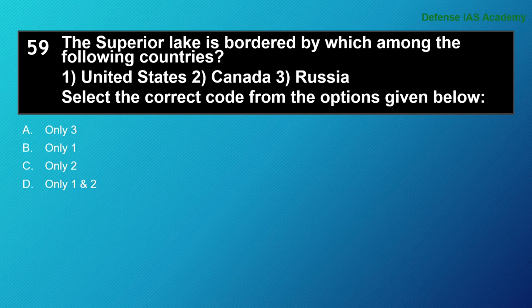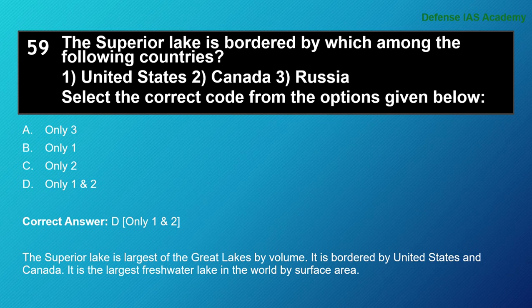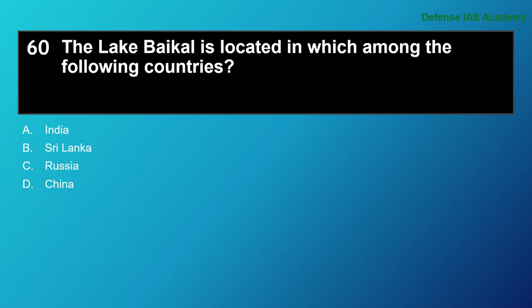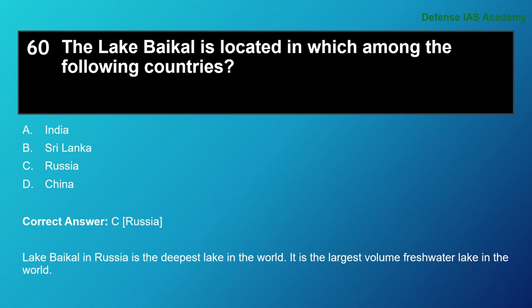Next question, Lake Superior is bordered by which among the following countries? 1. United States, 2. Canada, 3. Russia. Select the correct code. The answer is option D, only 1 and 2. That is, Lake Superior is bordered by only the United States and Canada. Lake Superior is the largest of the Great Lakes by volume. It is bordered by the US and Canada. It is the largest freshwater lake in the world by surface area. So, a point to be noted, it is the largest freshwater lake in the world by surface area.